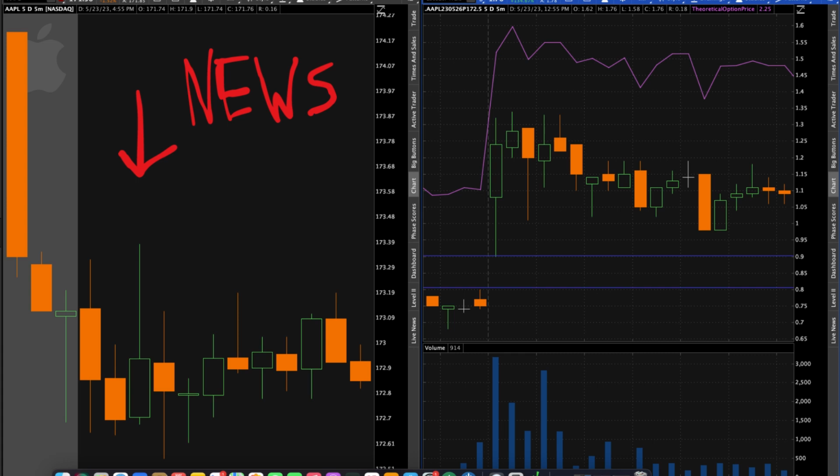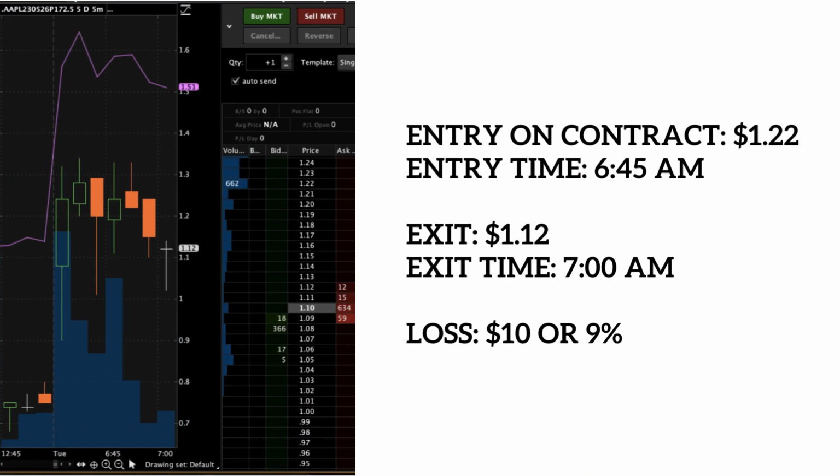Seeing this, I entered puts with a strike price of $172.50 at 6:45, after both pieces of news had been released, for $122 per contract. I had a stop loss set $10 underneath because I wasn't sure how the market was going to react to these two pieces of news just yet. I stopped out 15 minutes later at 7 o'clock at $112 per contract, suffering a $10 loss.